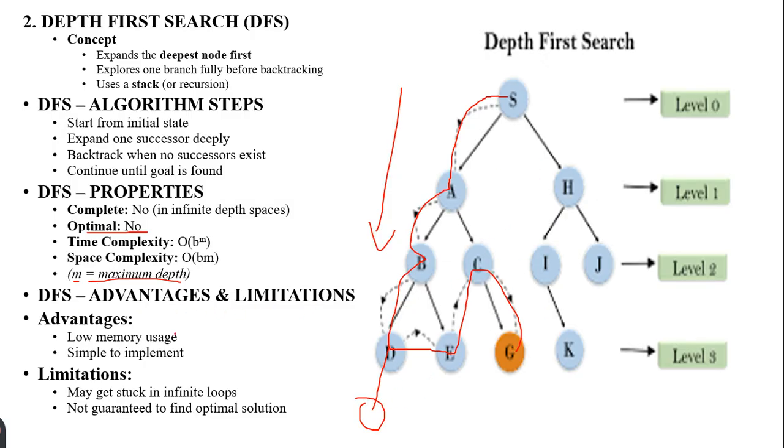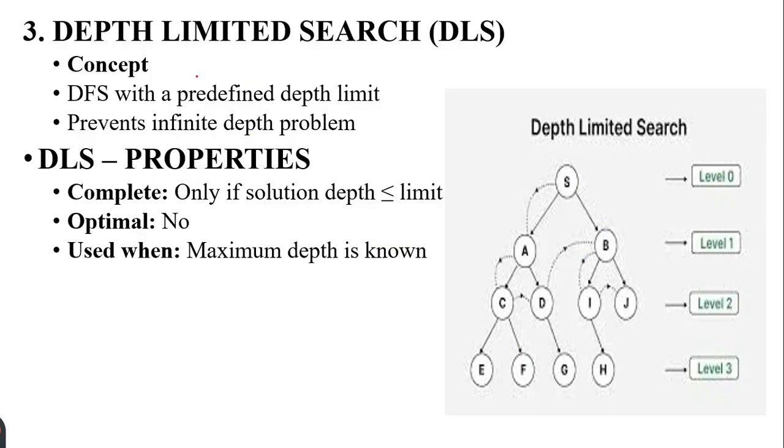So what are the advantages and limitations? Advantages: low memory usage, simple to implement. What are the limitations? It may get stuck in an infinite loop and is not guaranteed to find the optimal solution. So this is the DFS algorithm. Next, we are going to see depth limited search.